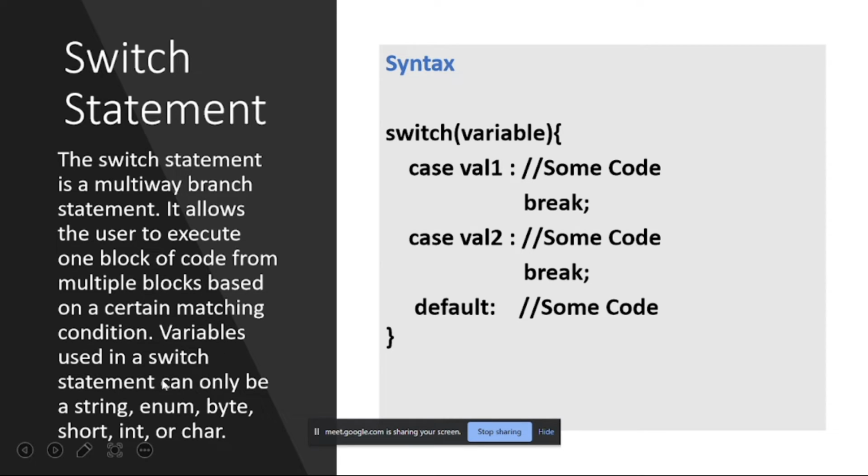Variables used in a switch statement can only be a string, enum (an enumerated data type that is quite advanced and not important for us to understand right now), byte (again, a data type), short, int, or character. Mostly you will stick to using integers or characters. Right now, let us model this example into code and check how we can go about it.